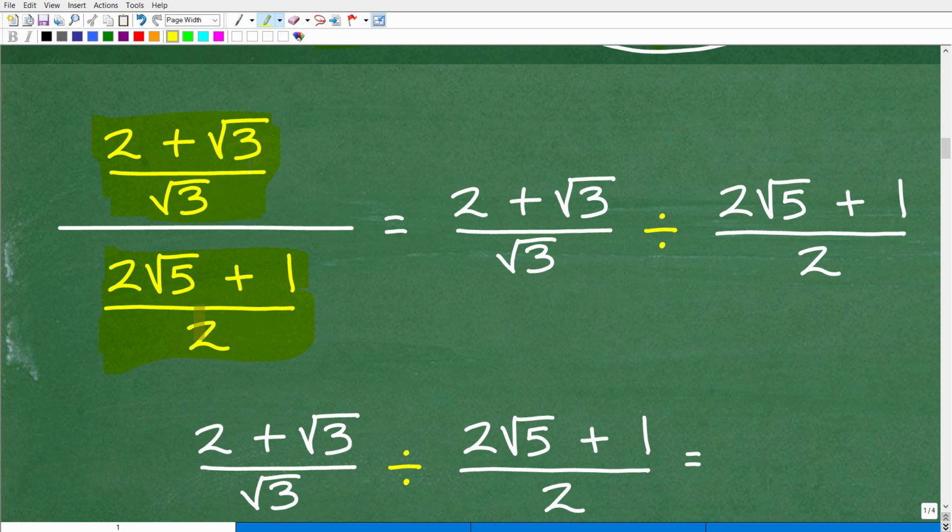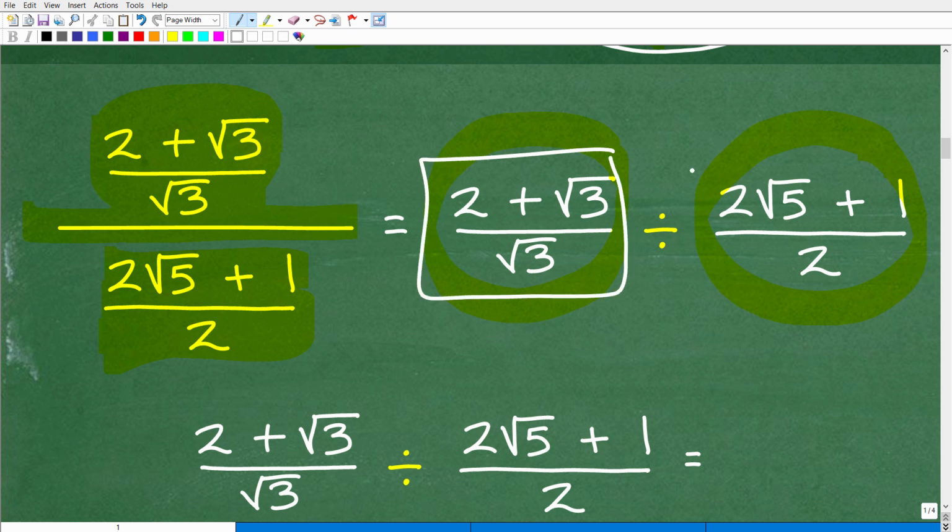So the next thing we want to do is to write this differently. The numerator is being divided by the denominator. So let's write that this way. Here is the numerator and we're dividing it by the denominator. So that is how you go from this complex fraction format into something we can handle. Okay, so now we have to figure out what this divided by this is.